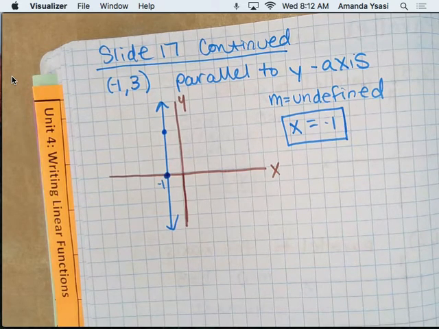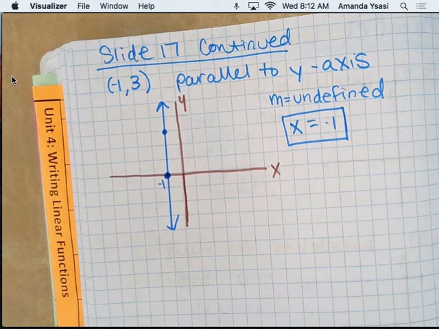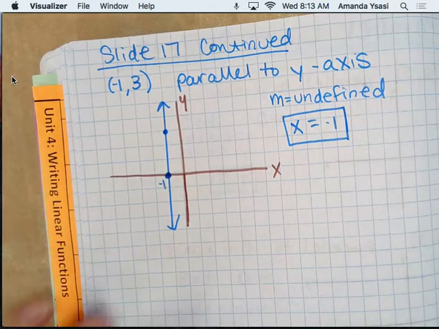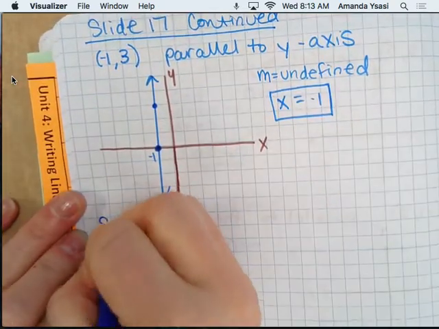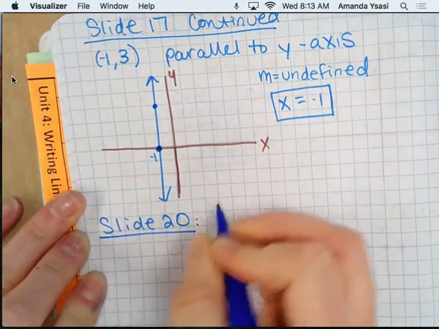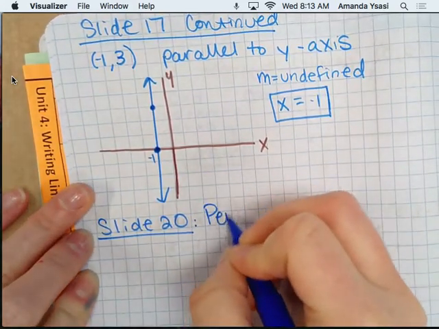Okay, let's go on to the next slide. You will put pictures of this in your composition, your digital interactive notebook, after we go ahead and do slide 20, which is perpendicular lines.